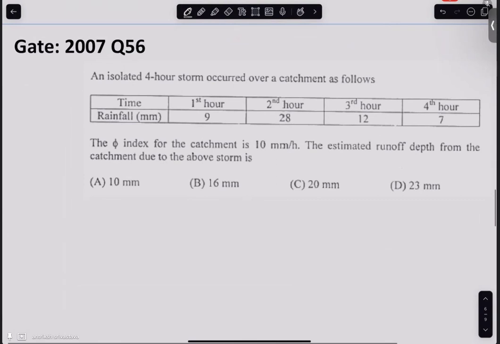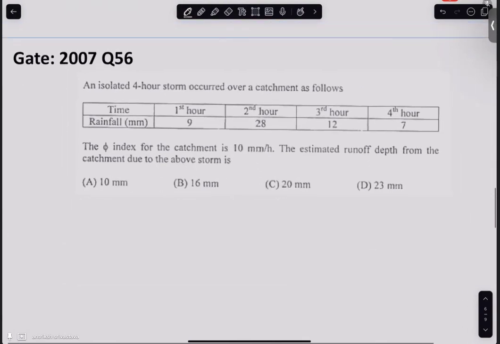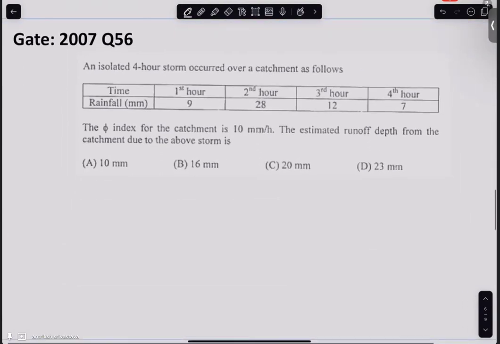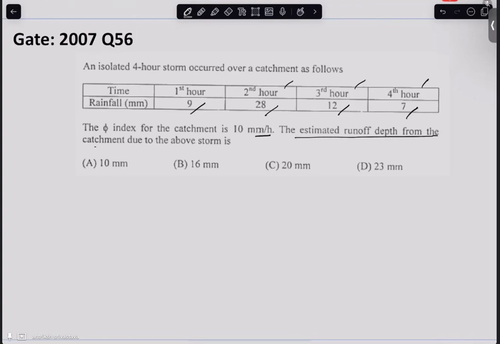So the question is from GATE 2007, question number 56. An isolated 4-hour storm occurred over a catchment as follows. For the first hour, precipitation was 9 mm, second hour 28 mm, third hour 12 mm, fourth hour 7 mm. The phi index for the catchment is given as 10 mm per hour. The estimated runoff depth from the catchment due to the above storm is how much?